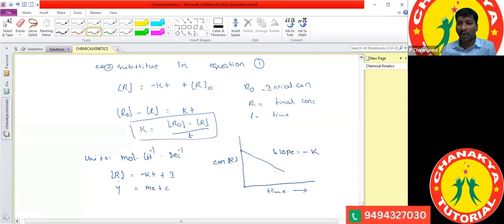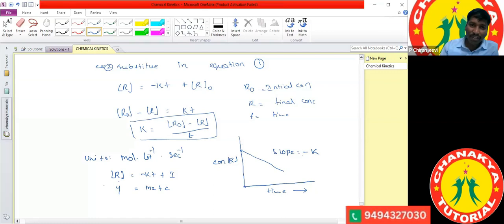Does anyone have any doubt in the derivation part? If you don't have any doubts, then I'll go to the next concept. Then we'll discuss the examples also.